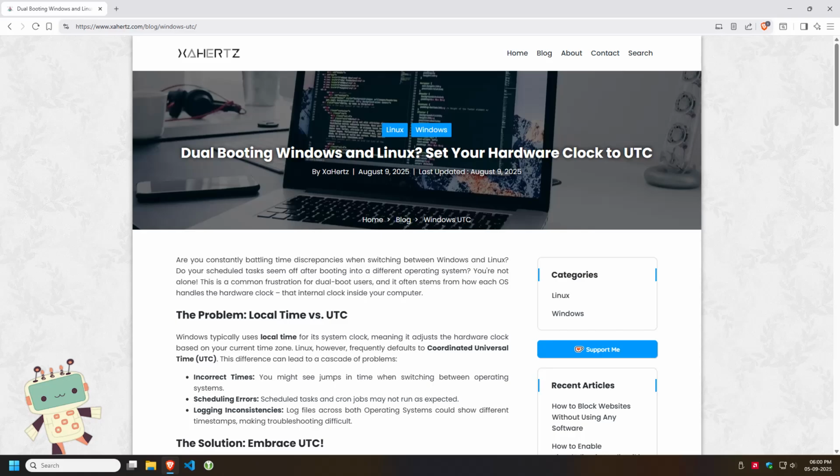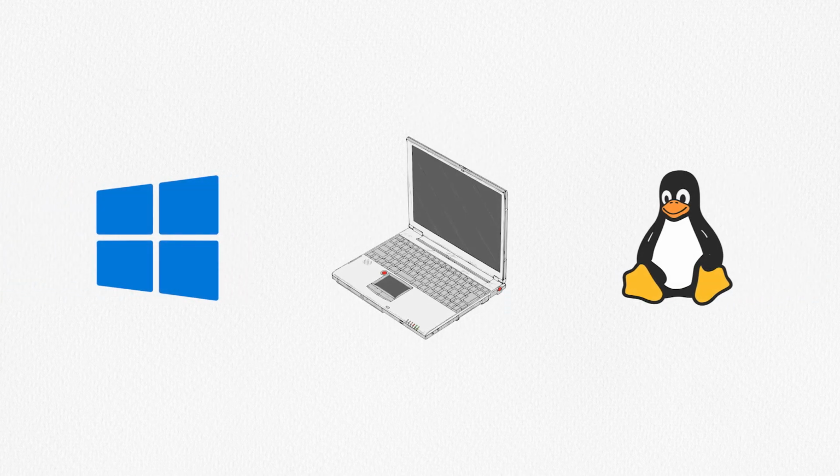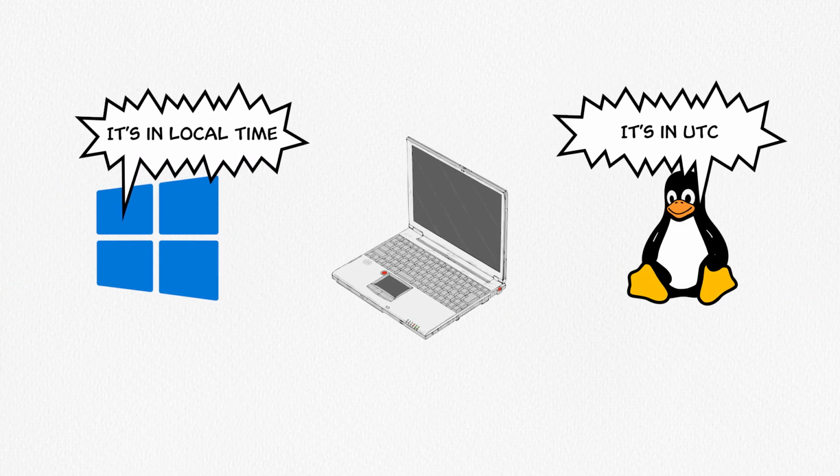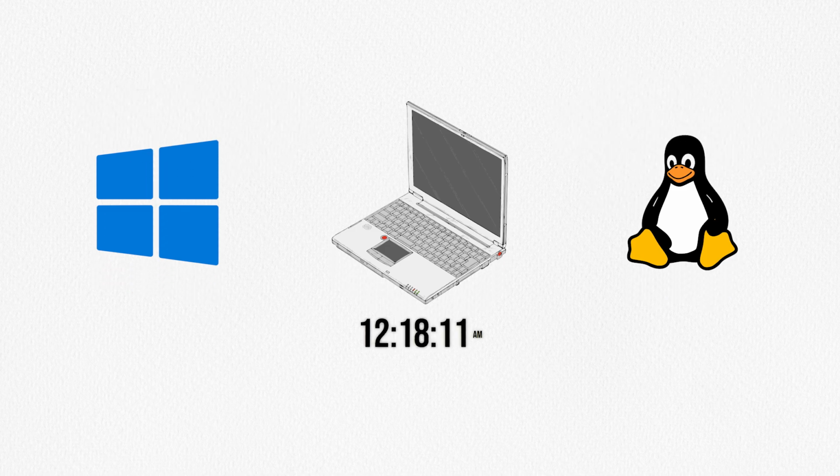If you have ever dual booted Windows and Linux, you probably have seen this annoying problem. Every time you switch between operating systems, your system clock jumps a few hours ahead or behind. This happens because Windows and Linux don't agree on how to handle your computer's hardware clock. The hardware clock is a small clock built into your motherboard. Both Windows and Linux use it to keep track of time.